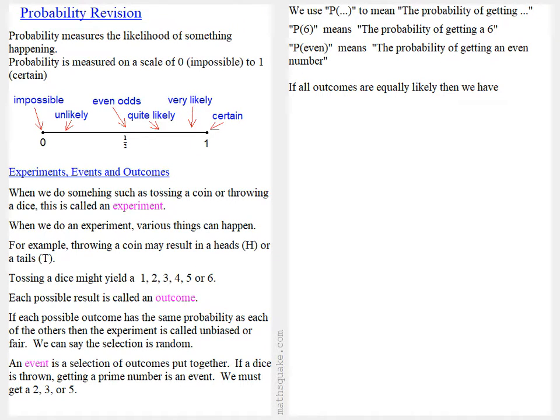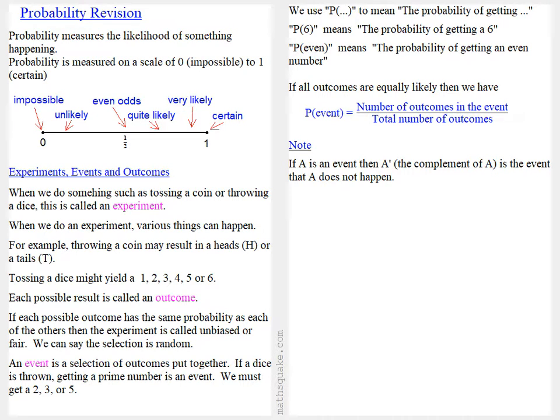Now, if all outcomes are equally likely, then the probability of an event, P(event), equals the number of outcomes in the event over the total number of outcomes. Note, if A is an event, then A dash, or the complement of A, is the event that A does not happen. So, the probability of A plus the probability of A not happening is equal to 1. It is certain that either A will or will not happen.